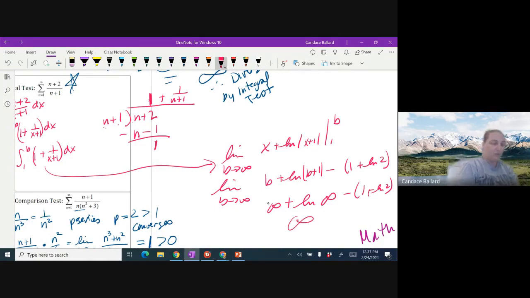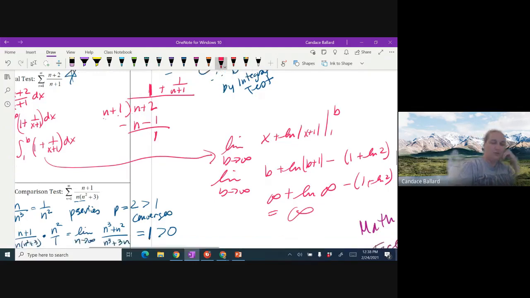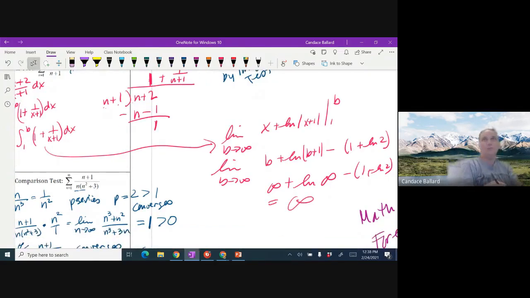So if it's equal to infinity, does it converge or diverge? Long division isn't that gross. It doesn't converge, it diverges, right? If it equals infinity when we do the improper integral, it diverges.